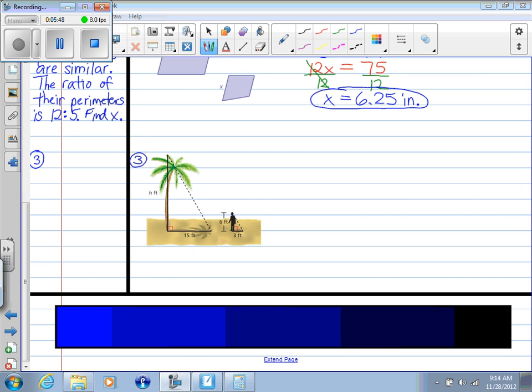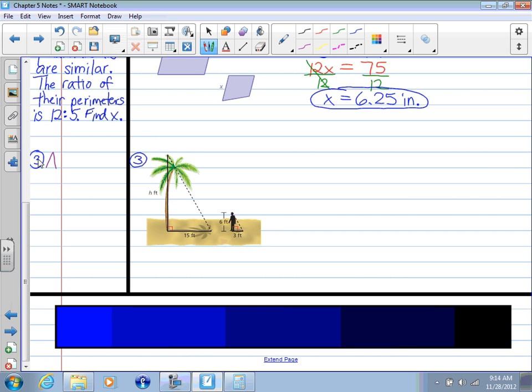All right, so question 3. Assume the triangles are similar. We can assume that because the triangle is formed by the palm tree and its shadow, and the man and his shadow. And their shadows are both cast by the same sun, so they're going to be similar triangles. Find the height of the palm tree.